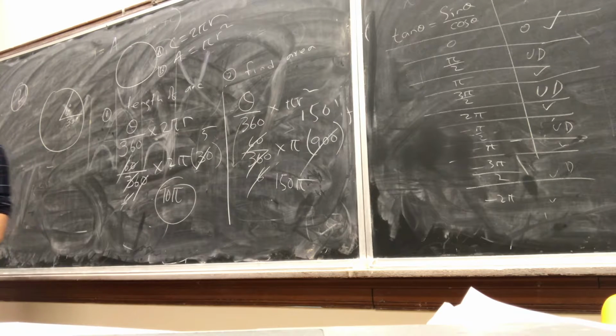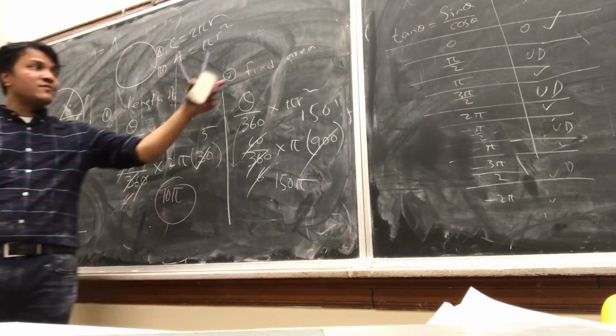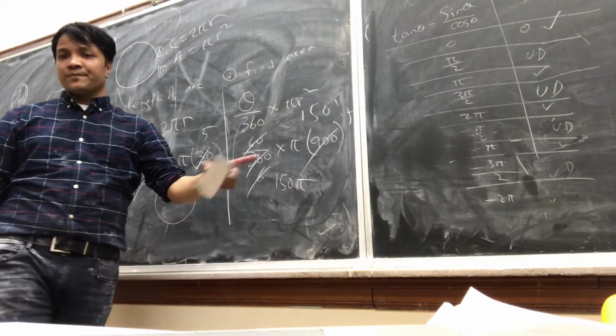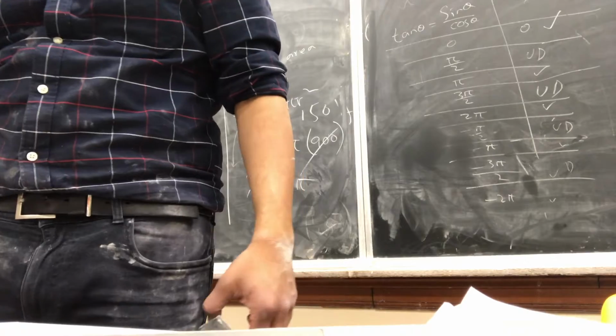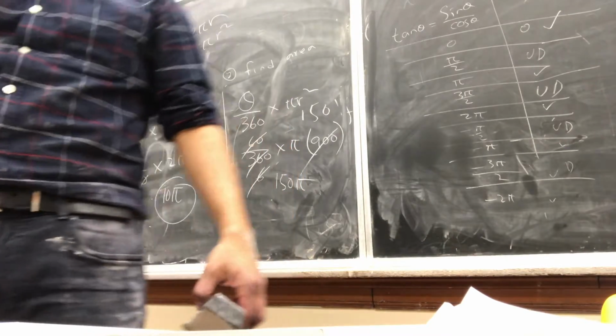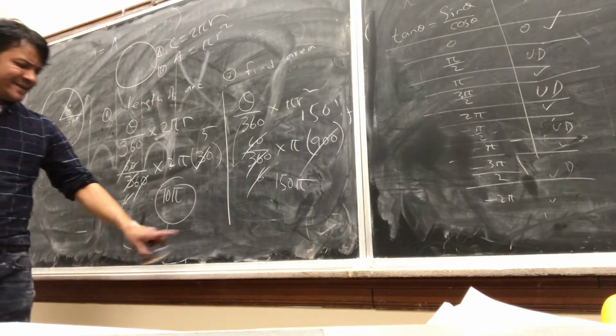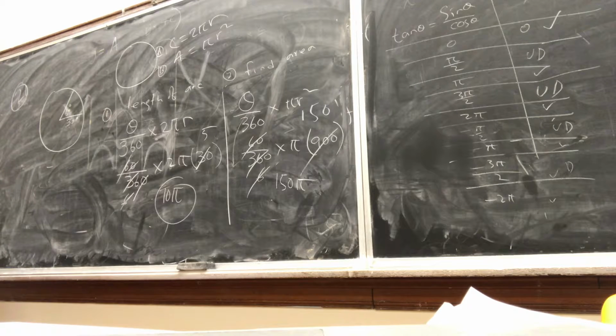Why do you write theta over 360? This is the formula for arc length, and this is the formula for the area of the sector. This is 10? This is 150. No, not the first one. The first one is 10 pi, yes.